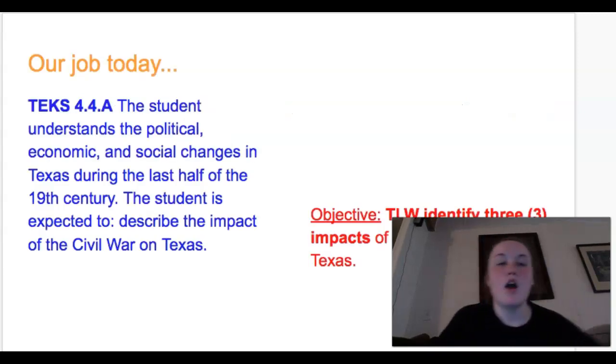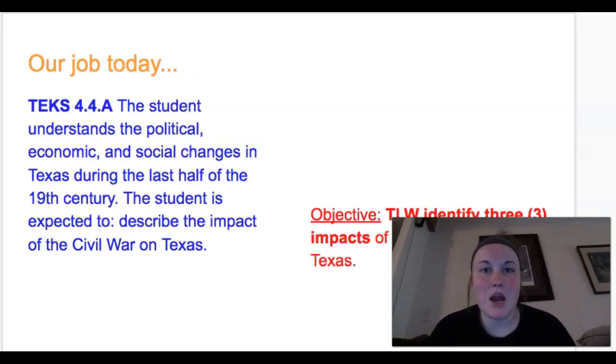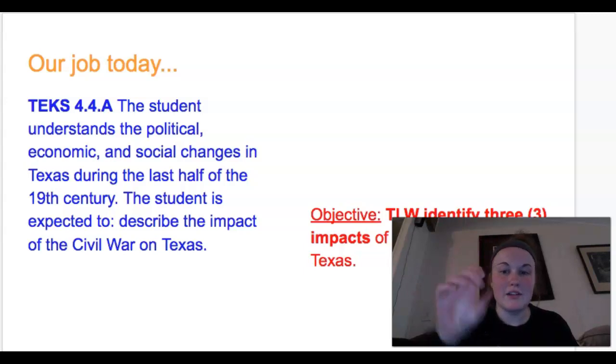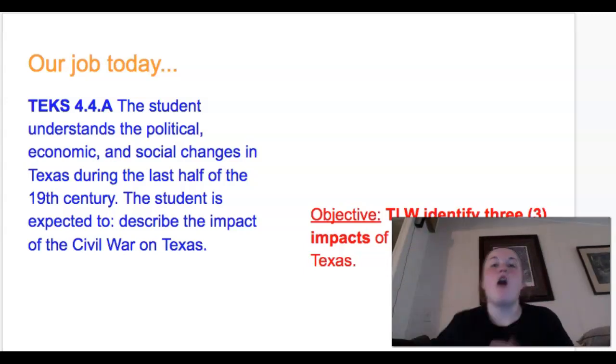So, our job today, our TEK is TEK 4.4a. The student understands the political, economic, and social changes in Texas during the last half of the 19th century. The student is expected to describe the impact of the Civil War on Texas. So our objective is the learner will identify 3 impacts of the Civil War on Texas.